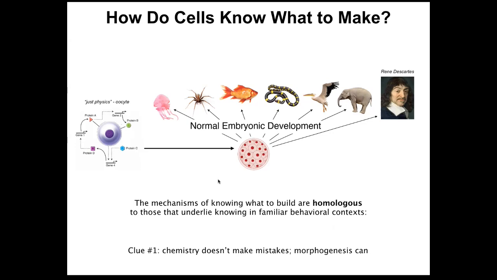And the first clue we get to this is this interesting point that chemistry doesn't make mistakes. Chemistry just does what it does, and the laws of chemistry roll forwards, and that's all. But morphogenesis absolutely can make mistakes. And so something very interesting happens in this transition, where you go from chemistry and physics to a morphogenetic system that has goals and the ability to fail to meet them, and then to various cognitive and behavioral goals that also can be met or not.